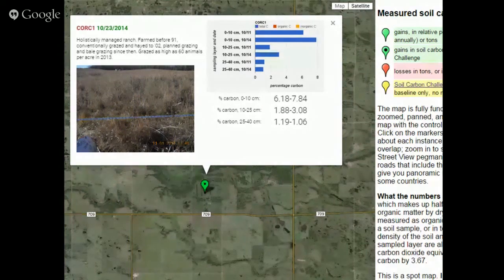6 out of 6 farms showed large increases in 2 out of 3 or 3 out of the 3 layers that we sampled. And this is in 3 years with planned grazing, holistic management type grazing, and fairly high stock density. No other inputs really, no fertilizer, no chemicals.